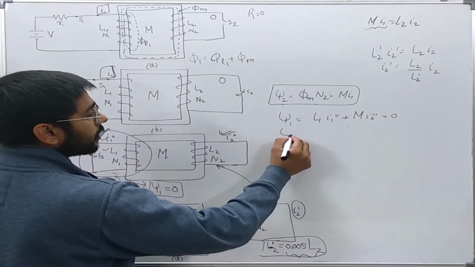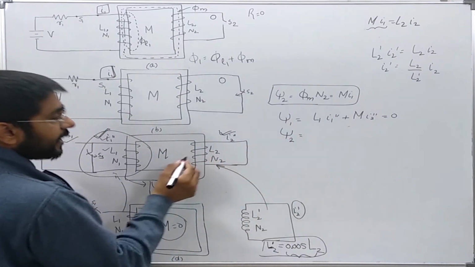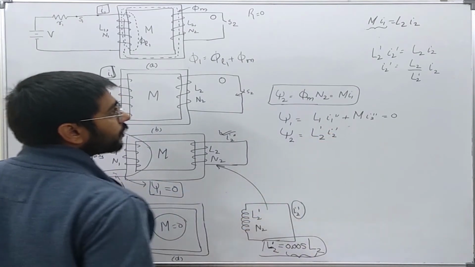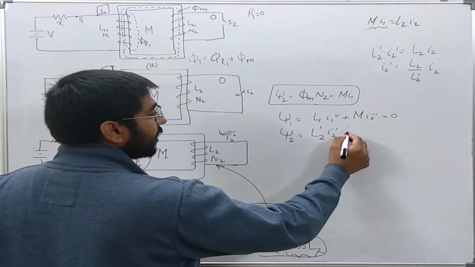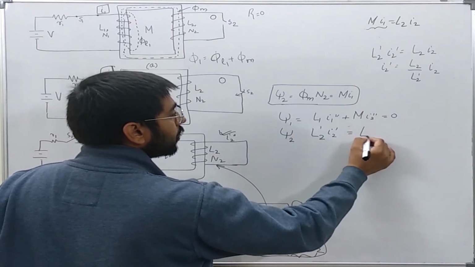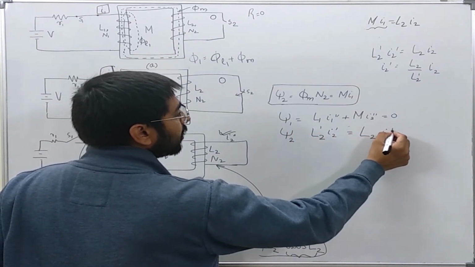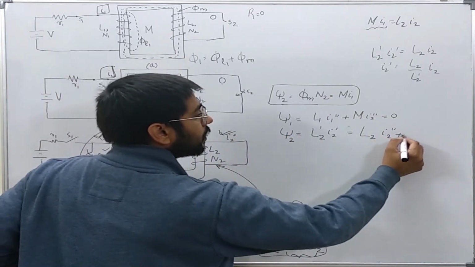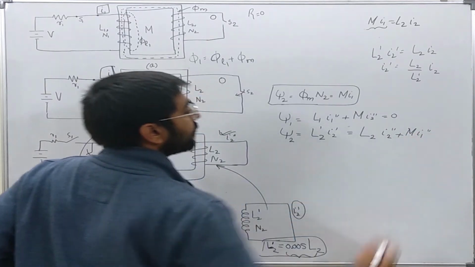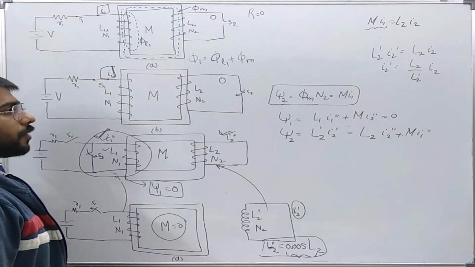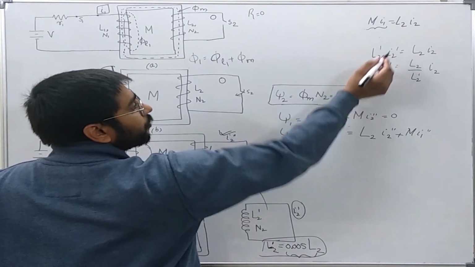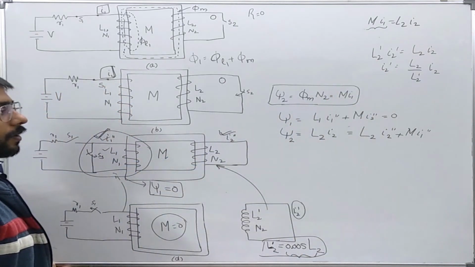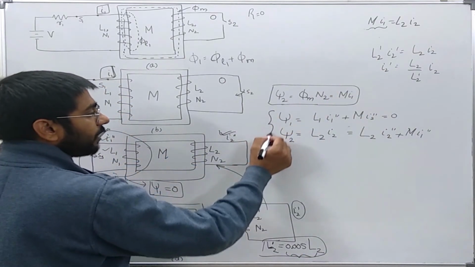And psi 2 will also not change, which was equal to L2 prime I2 prime. Now it should remain equal to L2 into I2 double prime plus M I1 double prime. Now L2 prime I2 prime is nothing but L2 over L2 into I2 from this equation. These are the two equations.